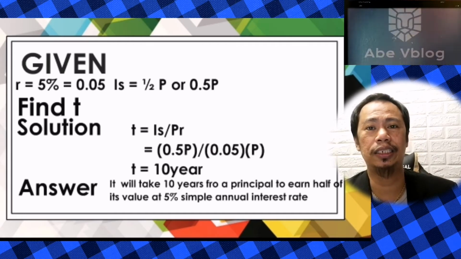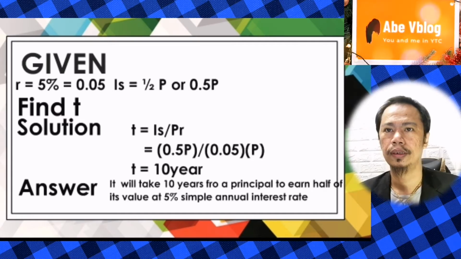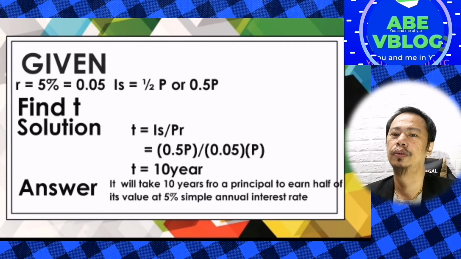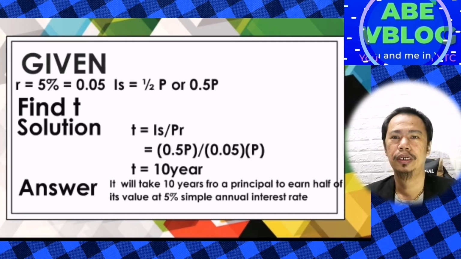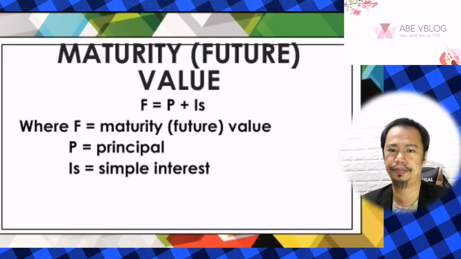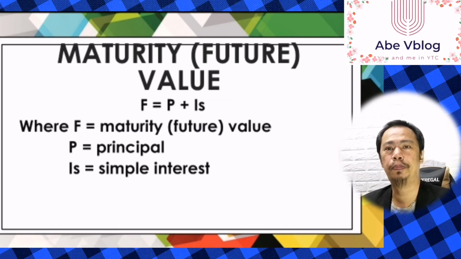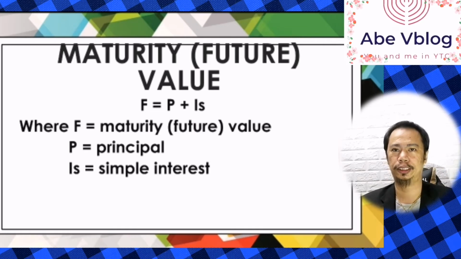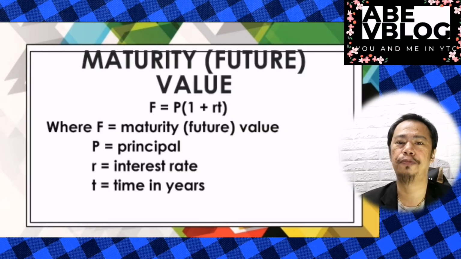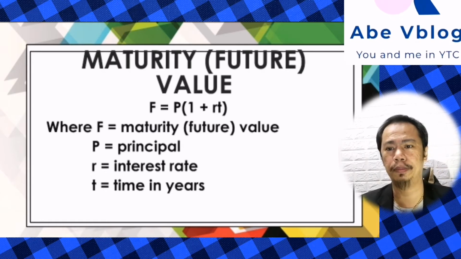So that is the example for simple interest. Now let's continue. Maturity value or the future value. The formula of it is F is equal to P plus IS. F stands for the maturity value, P for the principal, and IS for the simple interest. There's also another formula for the maturity value. F is equal to P multiplied by 1 plus RT.